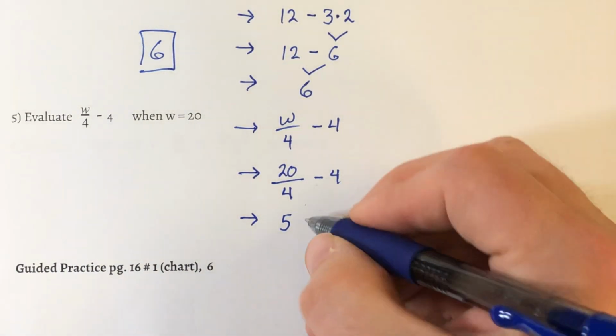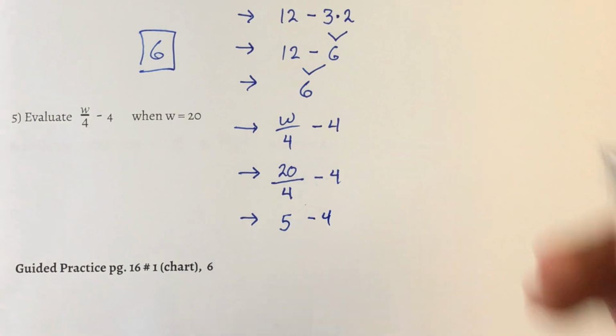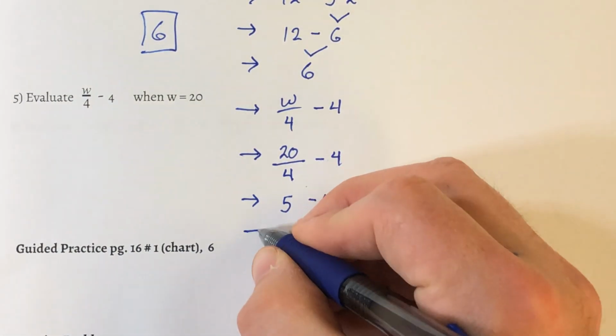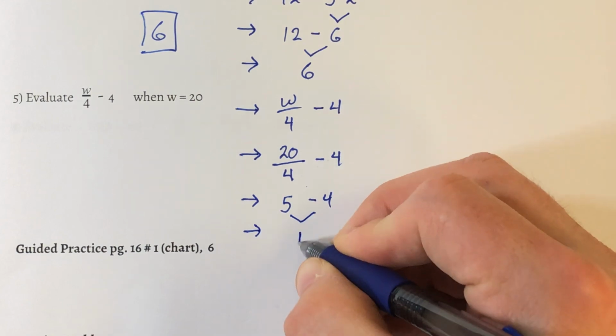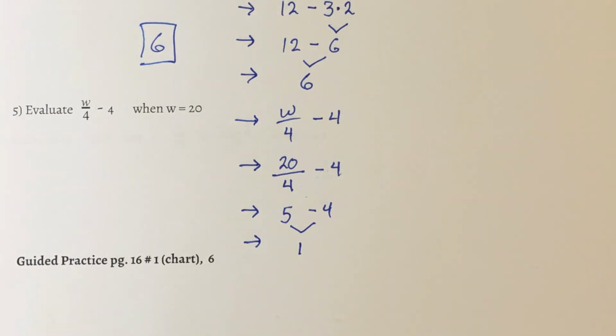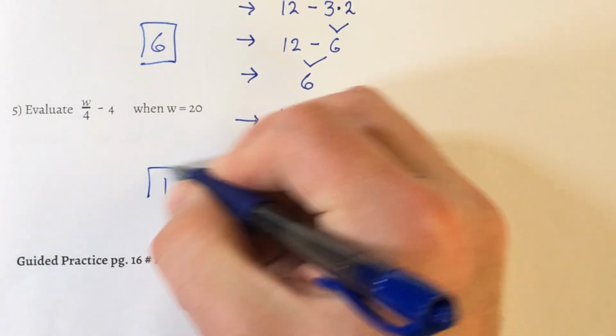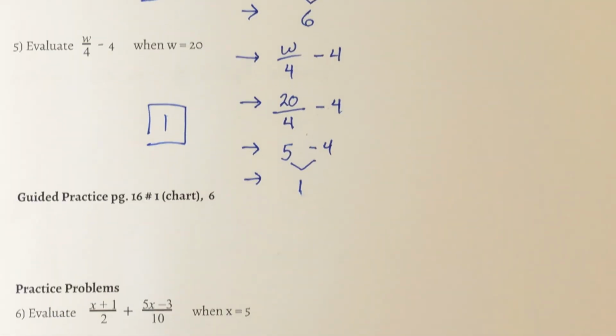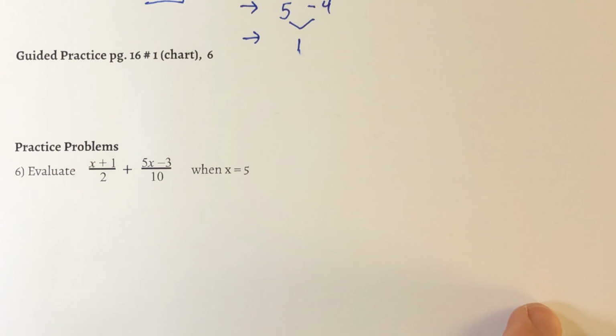Now we're going to bring down our minus 4. We only have one more step. 5 minus 4. 5 minus 4 is 1. So 1 is our answer. All right. We're going to increase the size and complexity.